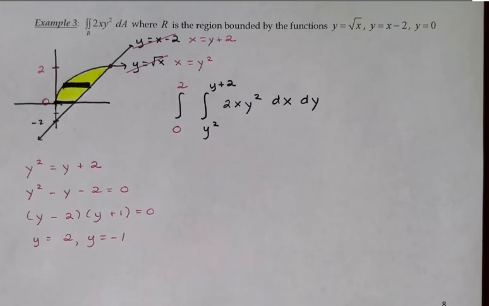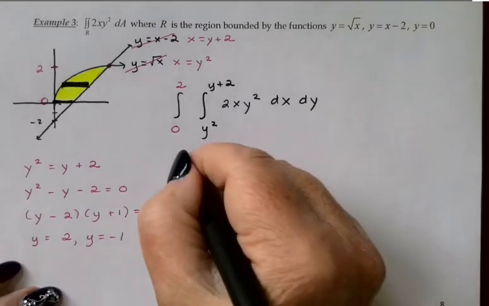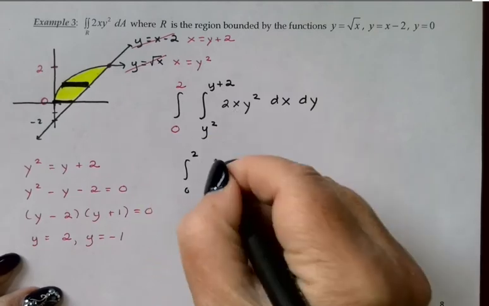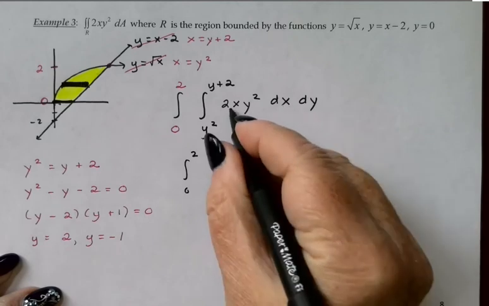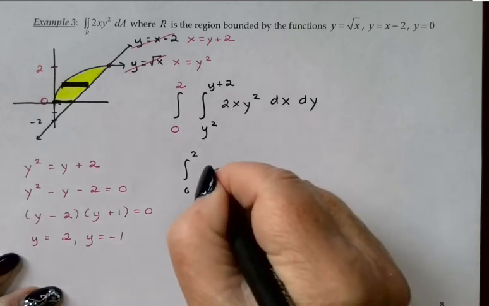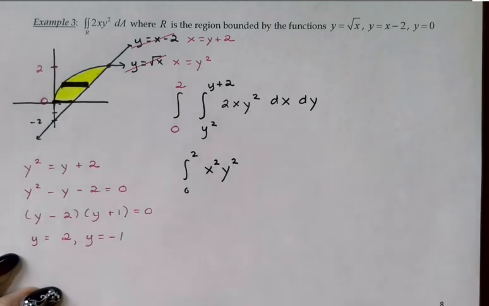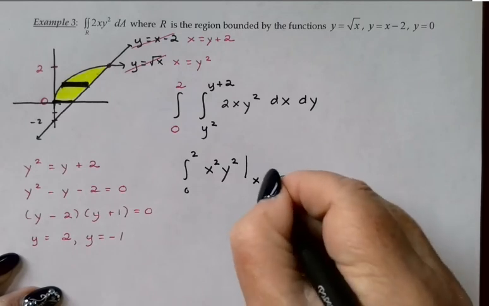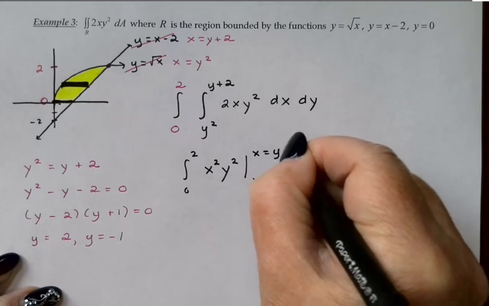All right, our integral is all set up. So let's go ahead and do our integration. My integrand, 2xy squared, integrating dx. The integral of 2x would be x squared, multiplied by the constant y squared. And that gets evaluated from x equals y squared to x equals y plus 2.